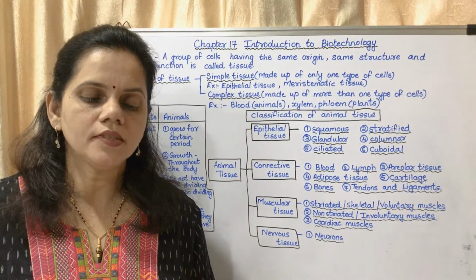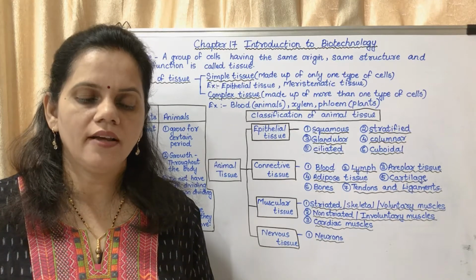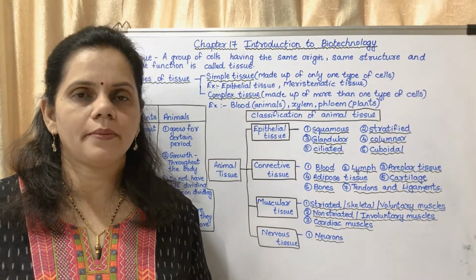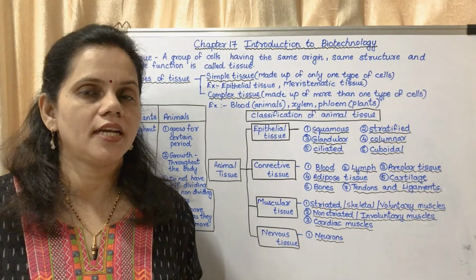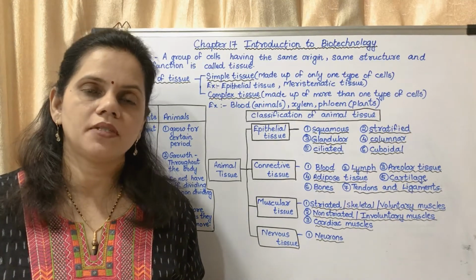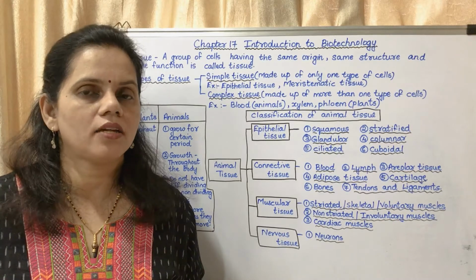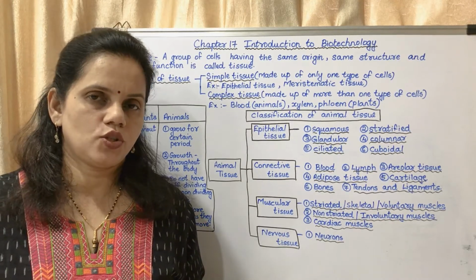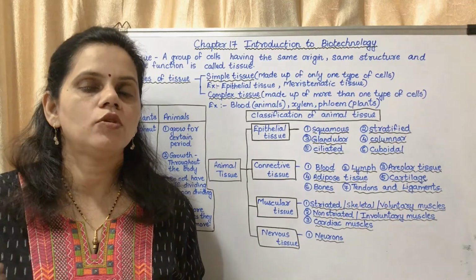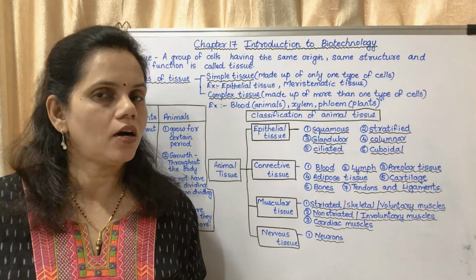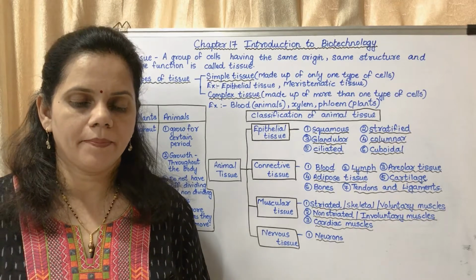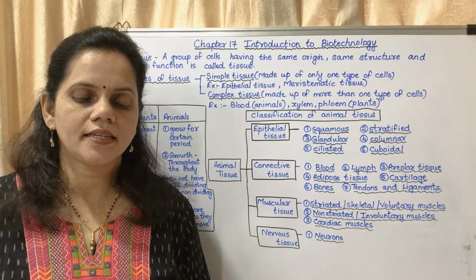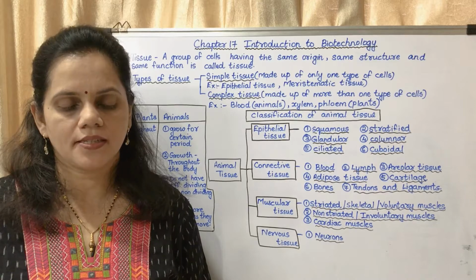Structure: it is thin, small, flat cells forming a semi-permeable membrane. Semi-permeable membrane means it allows only some substances to go outside and only some substances to come inside. So the movement of substances in and out of the cell is under the control of the cell membrane. Function is selective transport of substances.